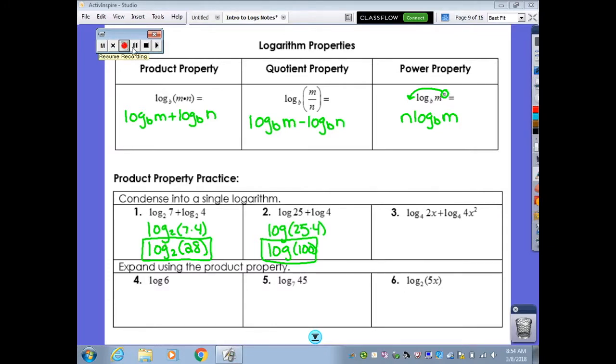Pause the video here. This is what you should have gotten as your answer. Now let's do the next one. Expand using the product property.